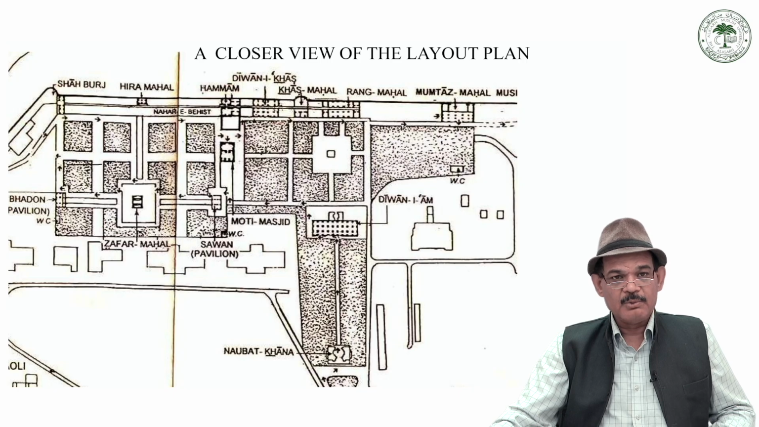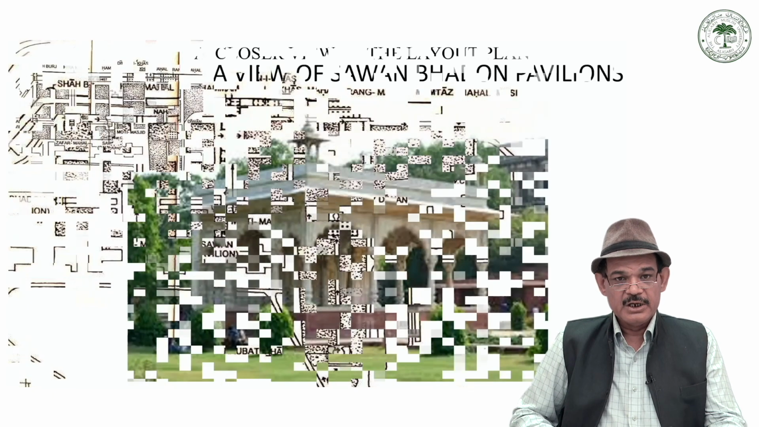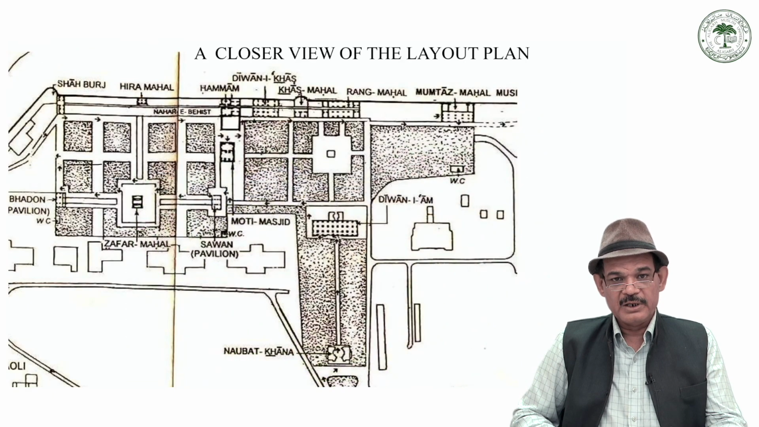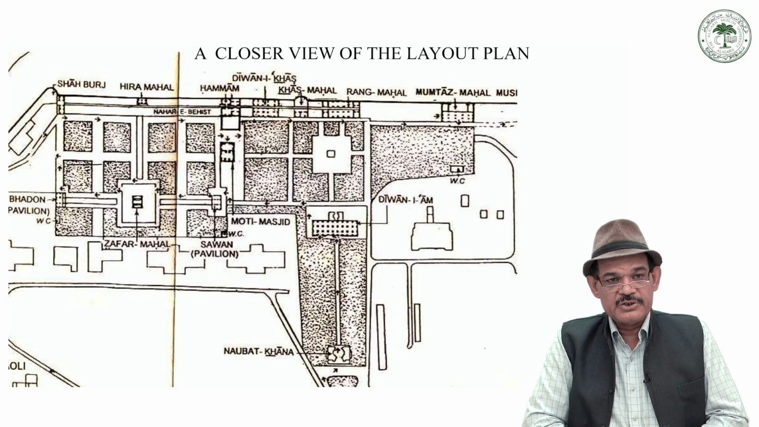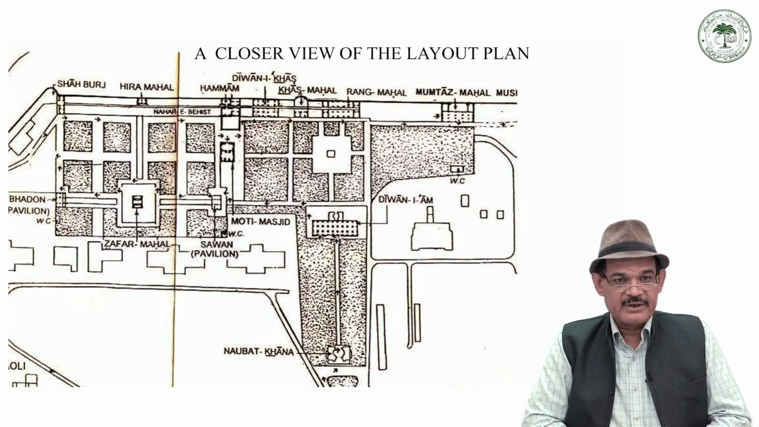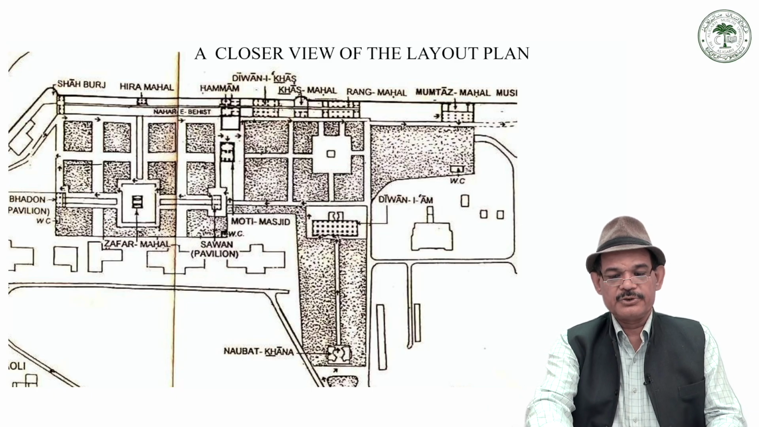After the hammam, on the northern side, we have the Shah Burj, and this Shah Burj is a domeless structure. This domeless structure is used to lift the water from the river Yamuna, and the Nehr-e-Bihisht gets its water feed from the Shah Burj.